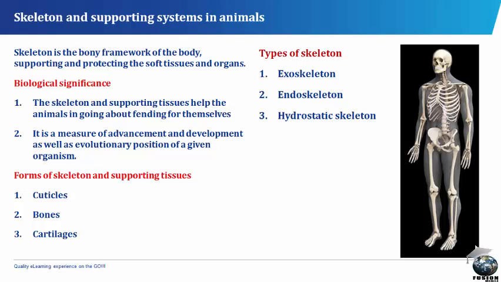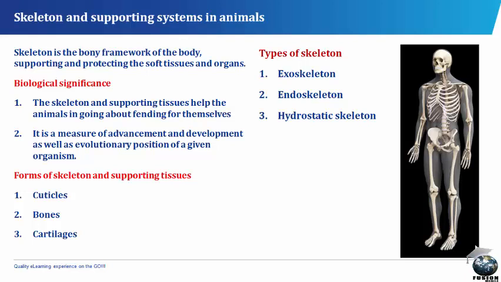Biological significance. 1. The skeleton and supporting tissues help animals in going about fending for themselves. 2. It is a measure of advancement and development, as well as the evolutionary position of a given organism. Example: a man stands upright with a more sophisticated skeletal build-up than a cockroach, which has an external support only.